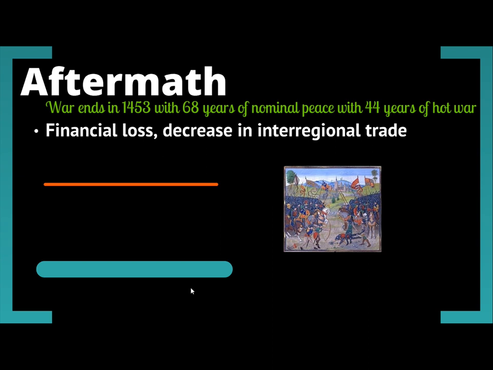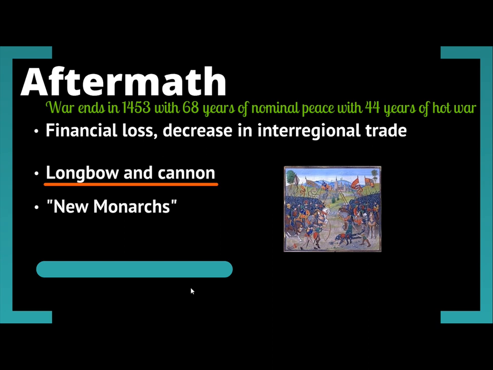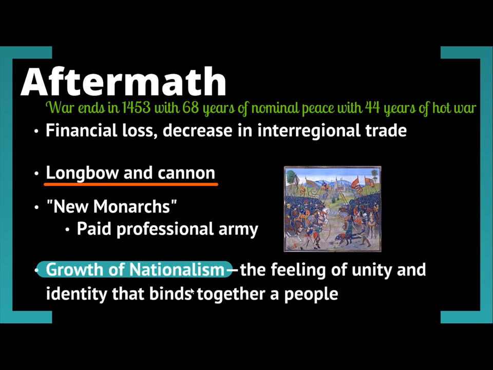In the aftermath, the war will end in 1453 with about 68 years of decent peace and 44 years of really intense war. There's going to be a lot of financial loss and a decrease in interregional trade, meaning trade back and forth between England and France. We do see, though, the spreading of the longbow and cannon technology, as well as new monarchs, which are going to have paid professional armies. This is super important. As a result, we see the growth of nationalism.